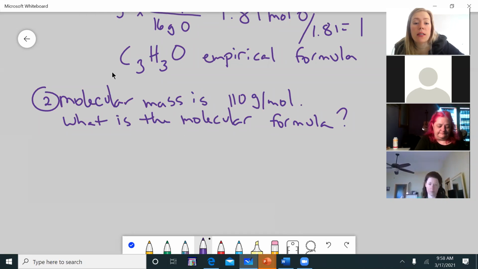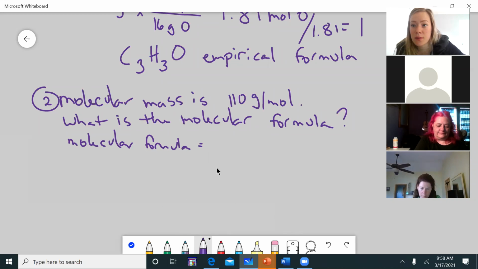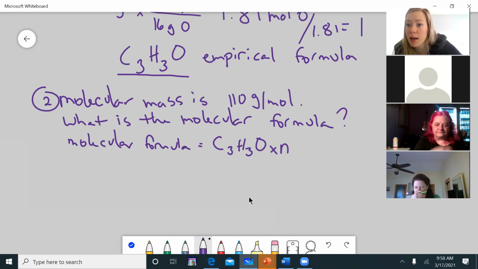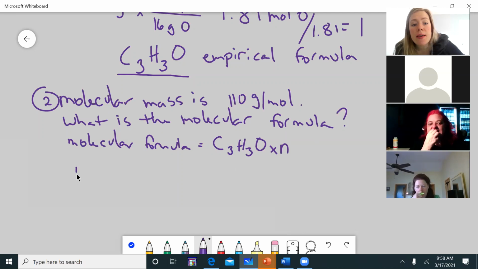Okay, so if we're finding a molecular formula, it is always going to equal an empirical formula times some value n. So you need to either be given the empirical formula or have solved for it in a previous problem. So this is the empirical formula we're talking about. Question 1 and 2 relate to each other. So we've got C3H3O. And if it's the molecular formula, it's going to be this thing times some multiplier n. So we need to get our n value.